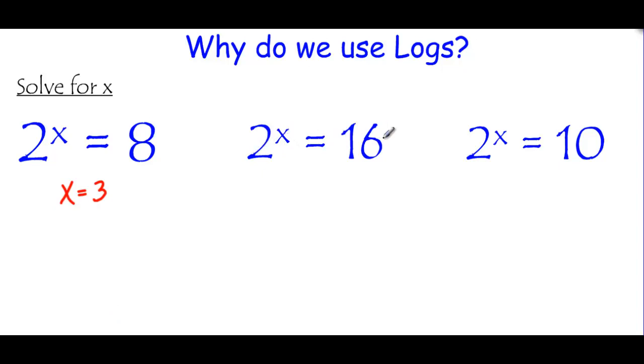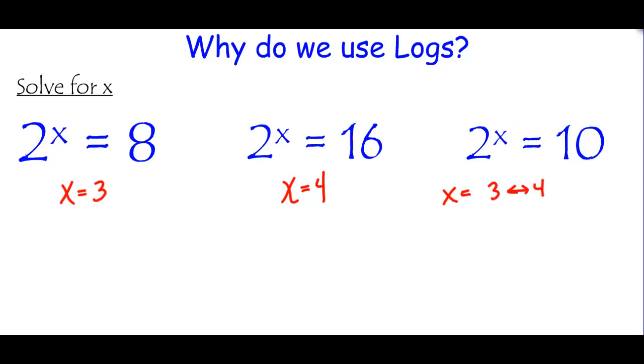Likewise, if we have 2 to the x equals 16, we know that 2 times itself 4 times is 16, so it's x equals 4. But what if we get a problem 2 to the x equals 10? This is much more difficult. We could probably guess and say, well, since 10 is between 8 and 16, x is between 3 and 4, but where is it exactly? And that's why we use logs. We use it to help us solve problems when we don't know the exponent.